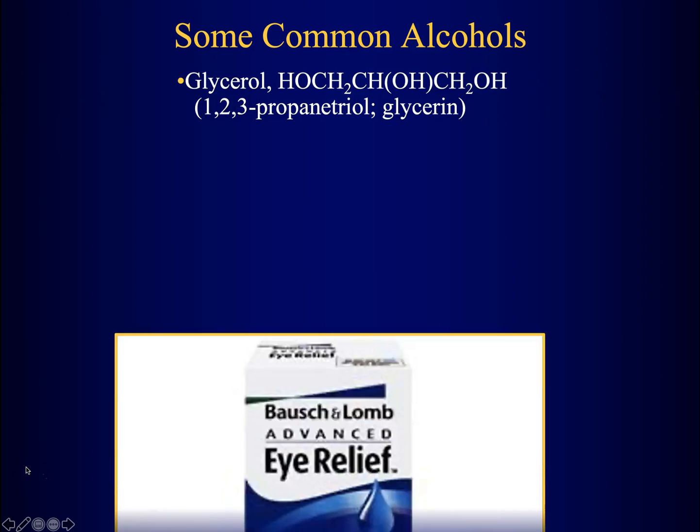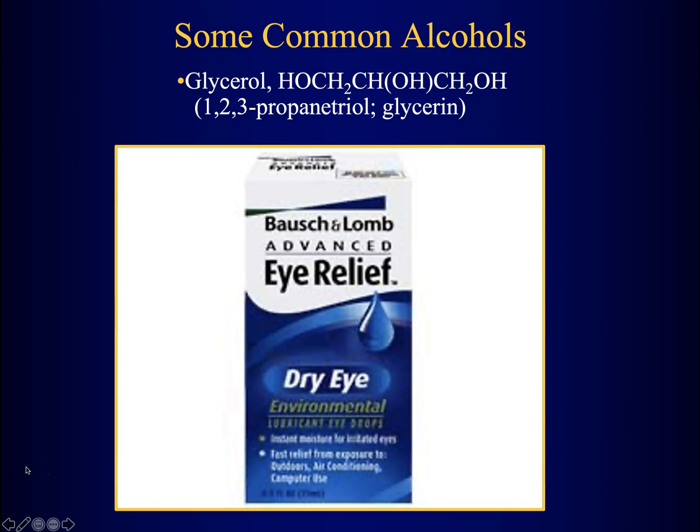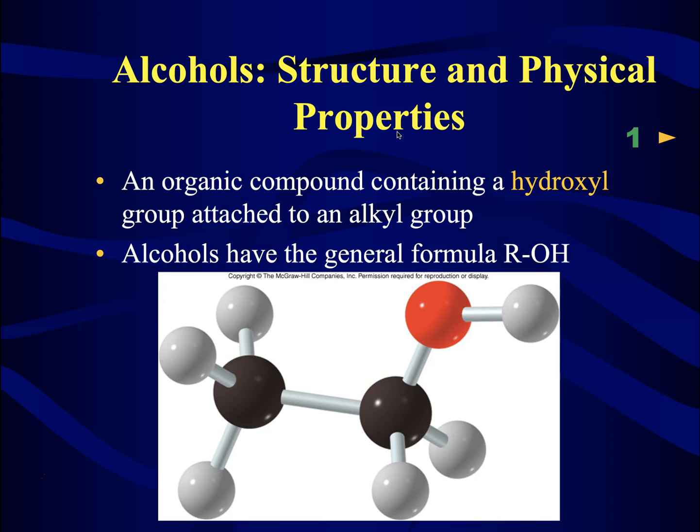Another alcohol that we see a lot is glycerol. Glycerol actually has 3 alcohols attached to it, 3 OHs, so 1, 2, 3 triol, propane triol, or also called glycerin. So we're going to talk all about these types of alcohols in more detail here in a little bit.